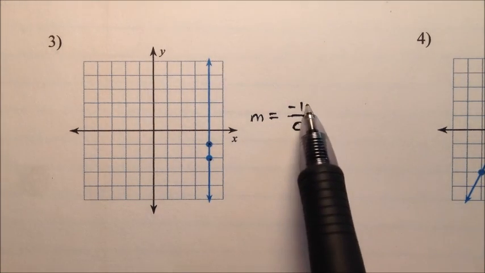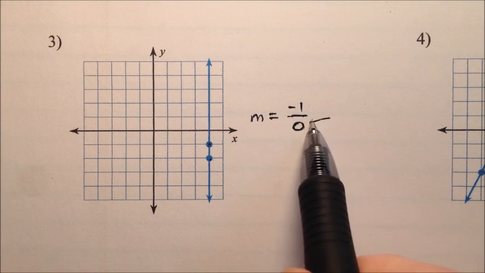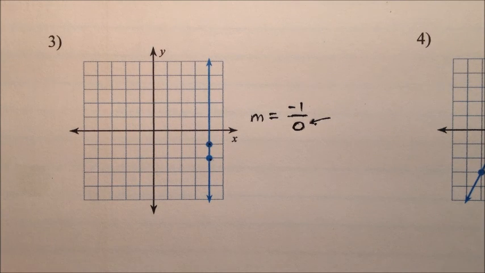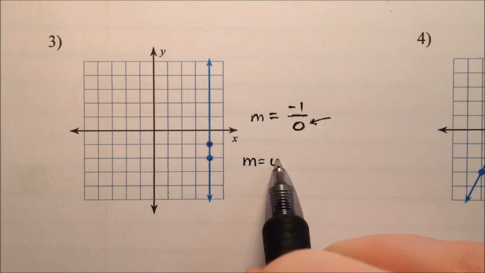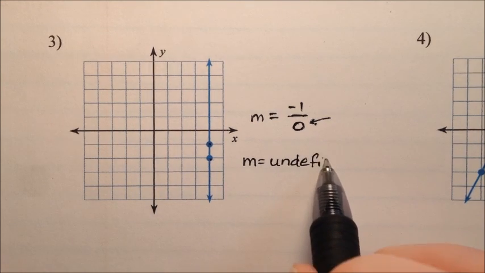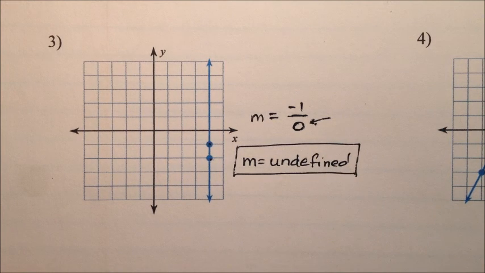So the slope is going to be negative 1 over 0, but anything with a 0 on the bottom, division by 0 will always be undefined because you can't divide by 0. So we're going to say m equals undefined. And we know that the slope of all vertical lines will be undefined. So number 3, m equals undefined.